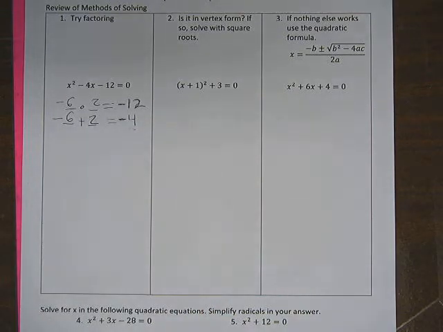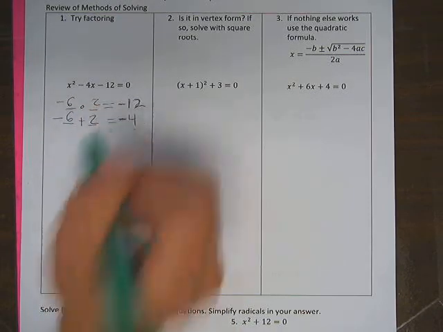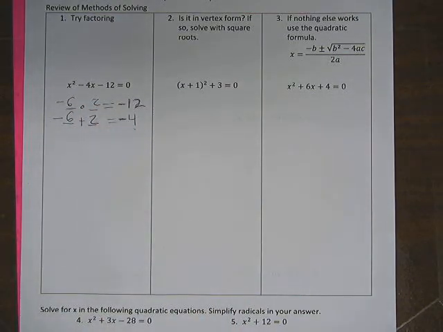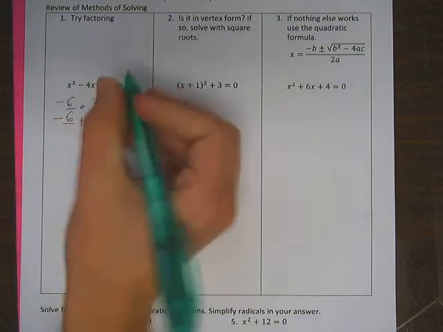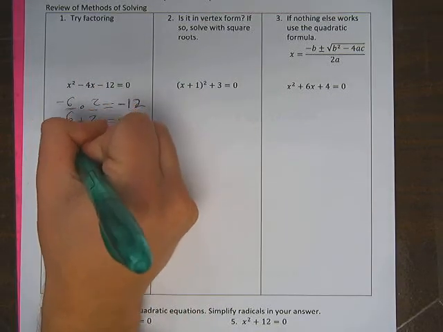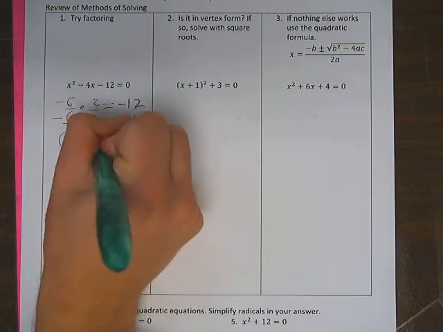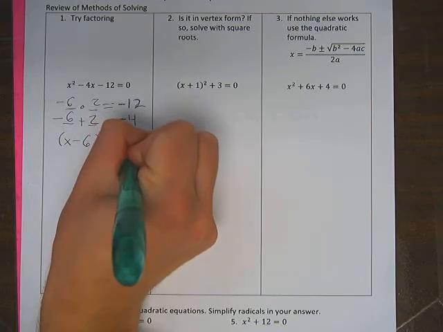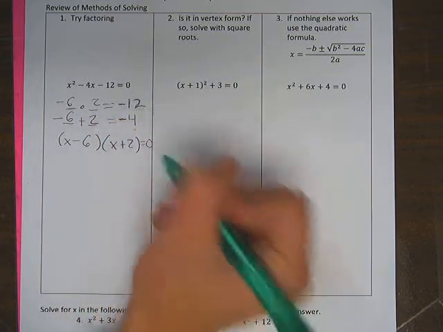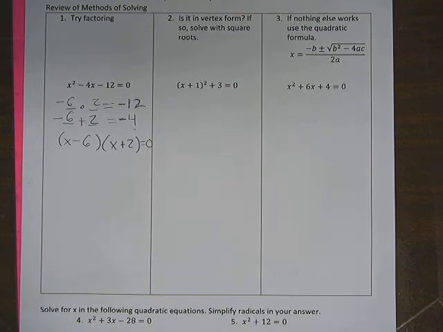Okay? So we have figured out how this factors. It's going to be x minus 6 and x plus 2, and this equals 0, okay?